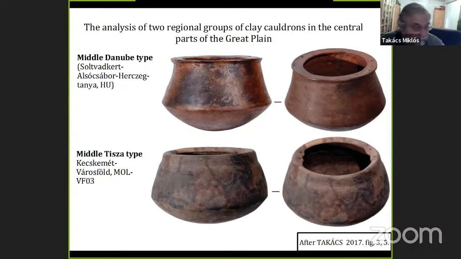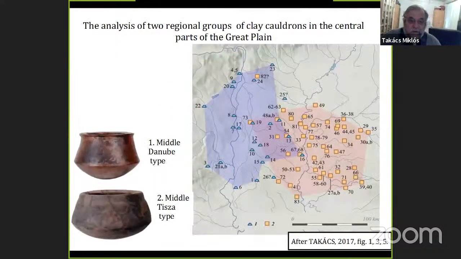Has a very different accent. So I have put on the map these two types of vessels, and it was striking that though there is a large area where both types are spread, we have areas where they are separately spread. One of them, which I call the Middle Danube type, is spread around the river Danube, and the other one is spread around the river Tisza, and therefore I call them Middle Danube type and Middle Tisza type.